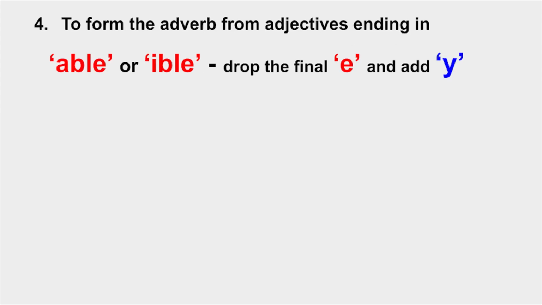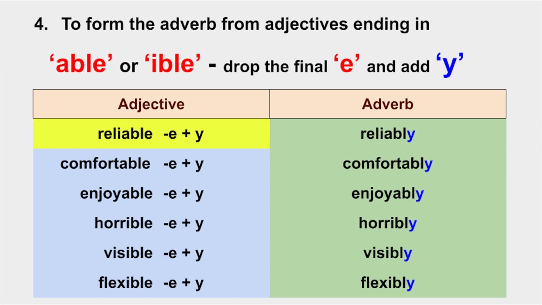Number 4. To form the adverb from adjectives ending in able or ible, we drop the e and add y. Some examples are reliable, reliably. Comfortable, comfortably. Enjoyable, enjoyably. Horrible, horribly. Visible, visibly. Flexible, flexibly.